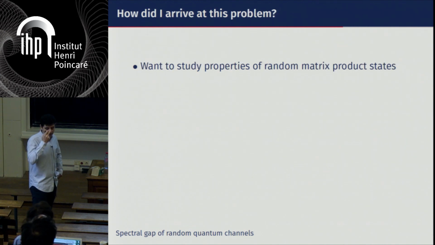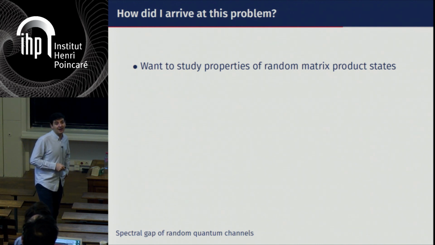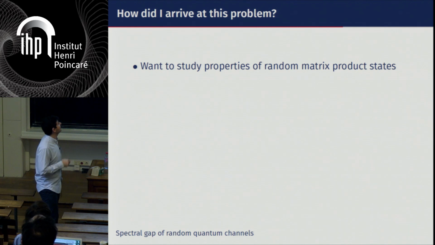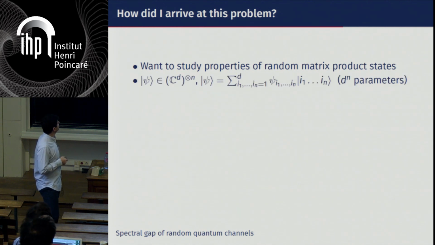Okay, let's go now with random matrix product states. And I like to think about how I arrived myself at this problem. So I was not in principle interested in computing the gap of random quantum channels, sorry. I was interested in studying properties of random matrix product states. So for that, let me introduce what the set of random matrix product states is.